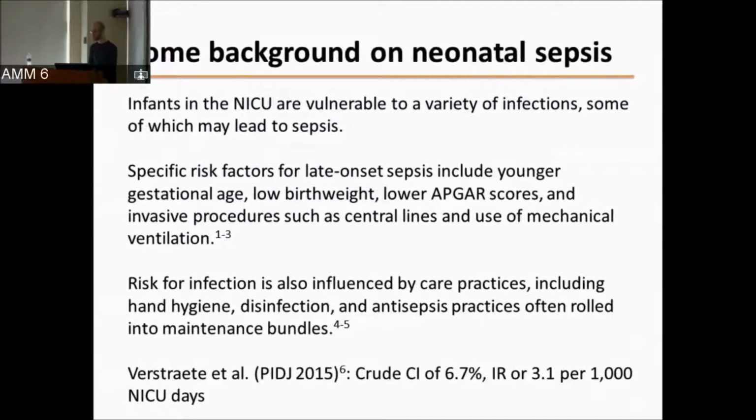So we say that we're looking at late onset sepsis, or sepsis that has been diagnosed after 3 days of admission to the unit. And the risk factors are pretty well known. Younger gestation, low birth weight, low APGAR scores, and obviously invasive procedures such as being intubated or having lines inserted. But the risk is also related to care practices, including, of course, hand hygiene, disinfection, antisepsis practices. And these are often rolled into what are known as maintenance bundles.